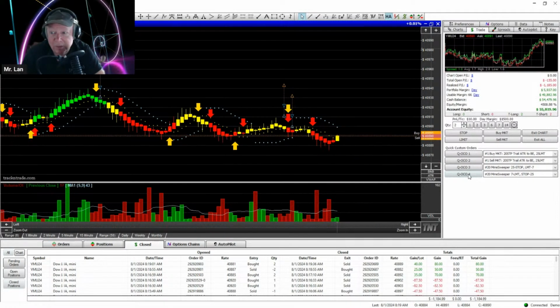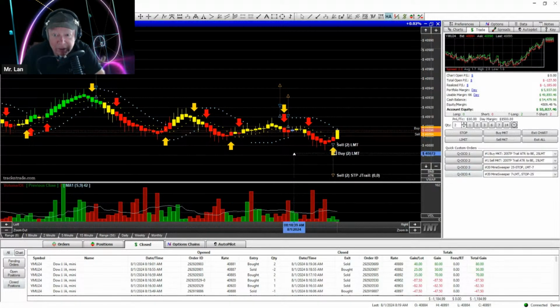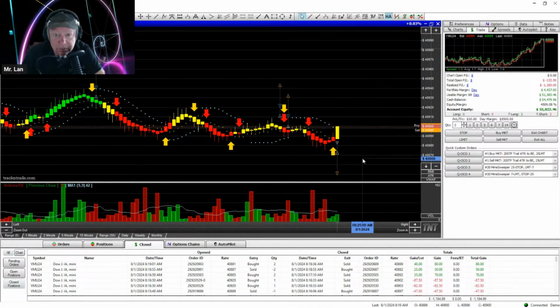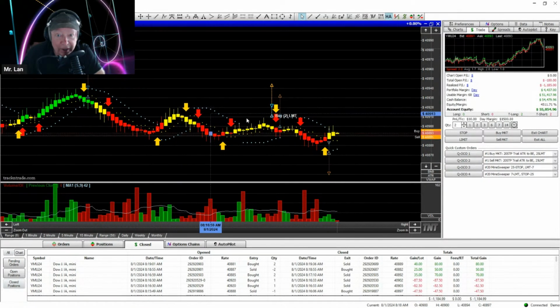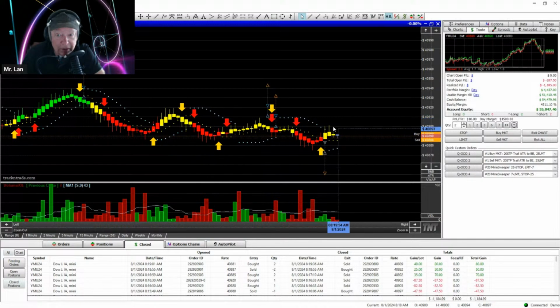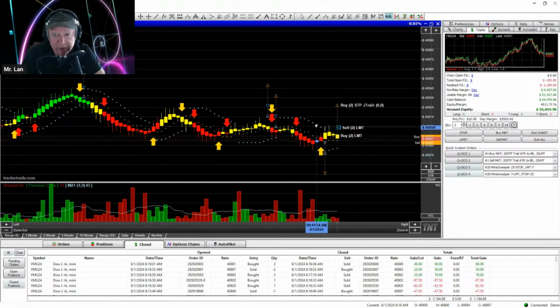So let's do a limit again, and we're going to put that right here. We got a limit here. We got a limit here on this high. We got a limit on this high. Here's another high. Let's put another limit on that one.